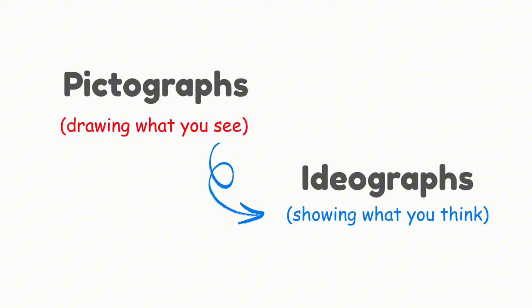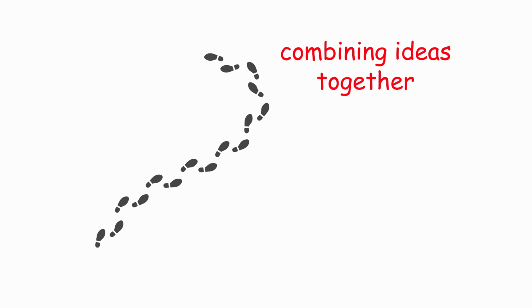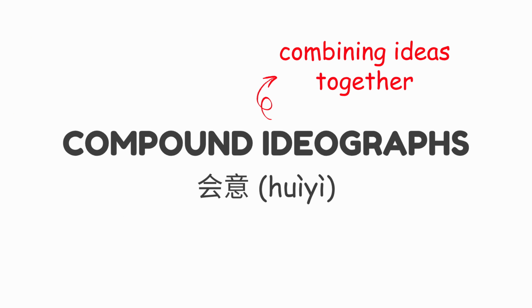But even so, there were not many ideas you could express just by pointing with little lines or dots. So the number of ideographs is actually very limited, only about a dozen or so. So the next big step in the evolution of Chinese writing was combining ideas together, and that's where 会意字, compound ideographs, come in.